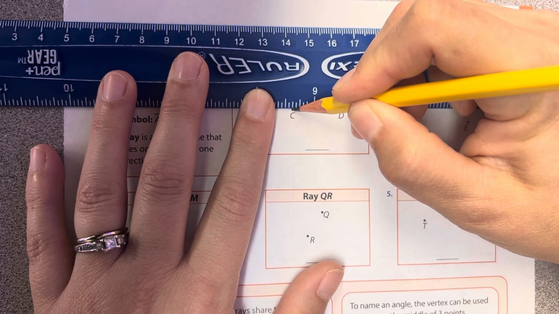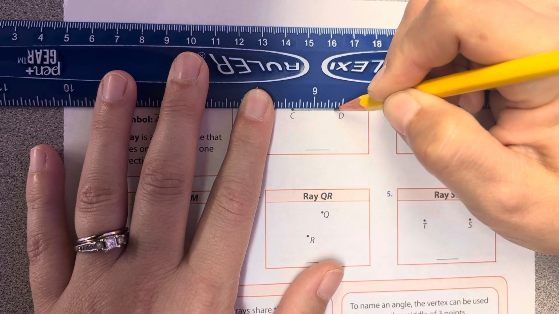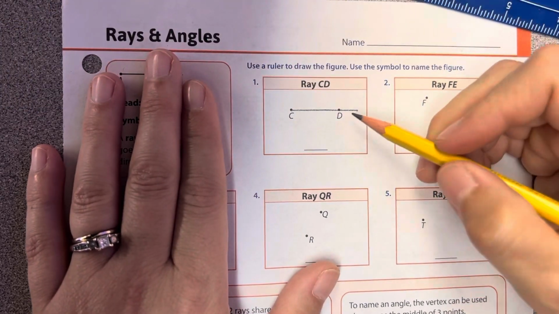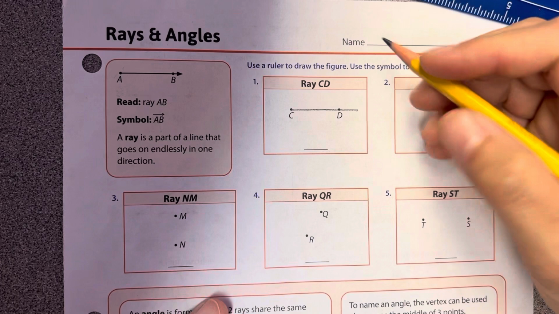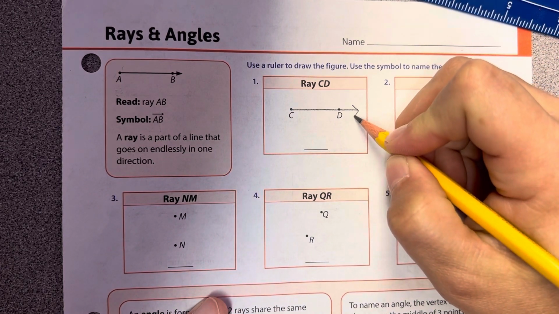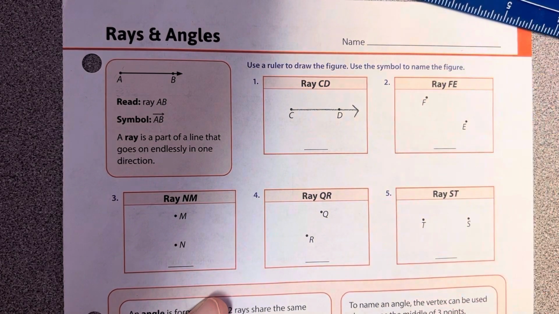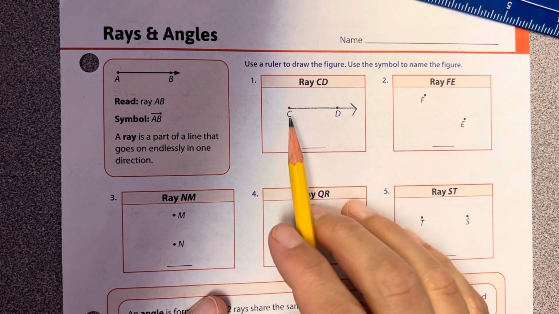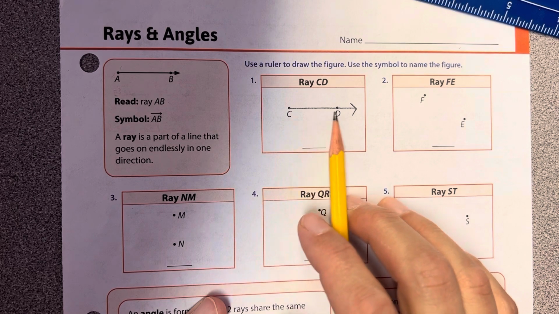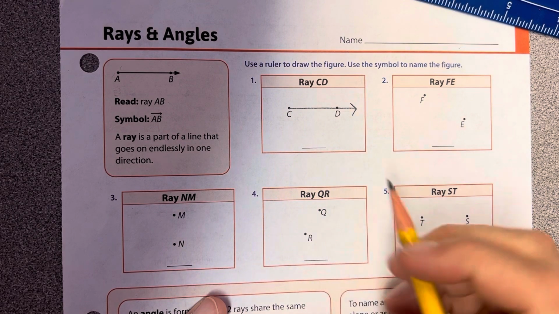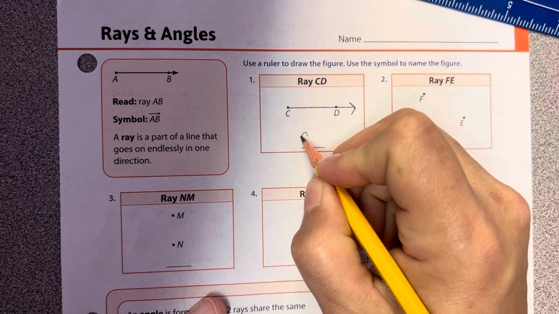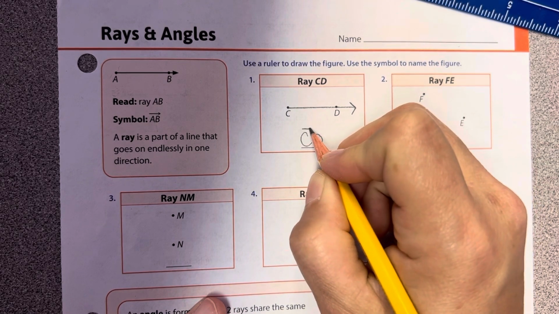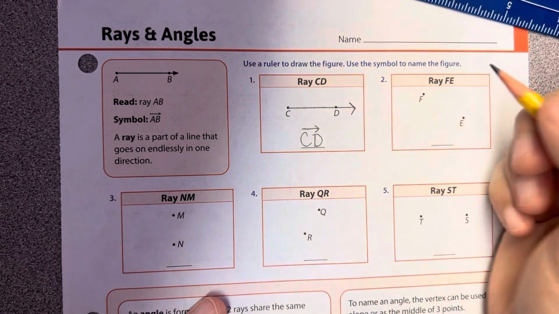I'm going to start at dot C. I'm going to go all the way through point D. Notice that I kept going past point D. Then I'm going to make my arrow showing that it continues after I cross through point D. So it would start right here at point C, go all the way through point D, and we make an arrow. This symbol would be a capital C, a capital D, and then a ray above it to tell us that it is a ray.